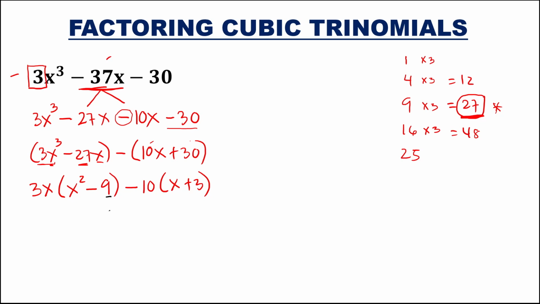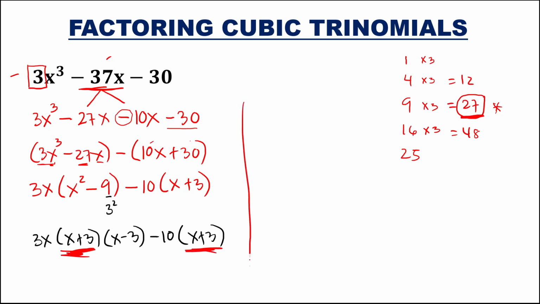Then again, since 9 is equal to 3 to the power 2, we can factor out this x squared minus 3 squared, and this is equal to x plus 3 times x minus 3. Then bring down this negative 10, then x plus 3. Then again, since we can factor out this x plus 3, we need to put this x plus 3 outside.